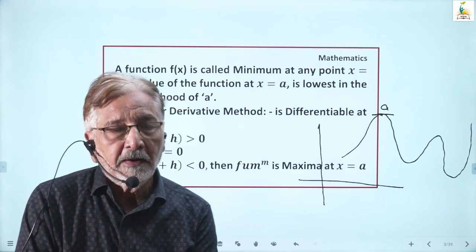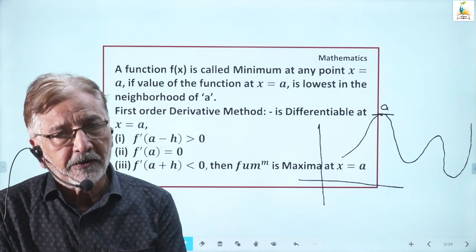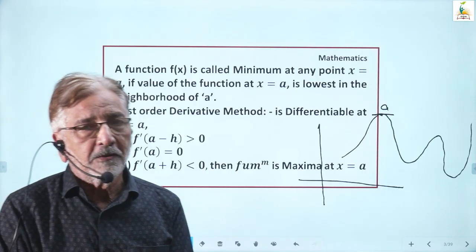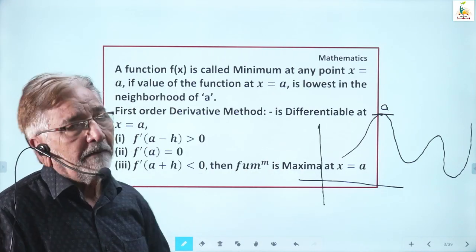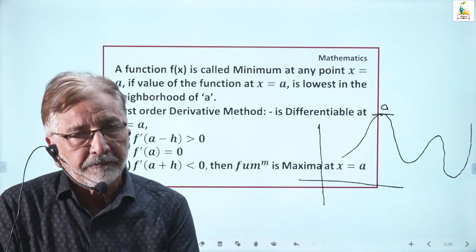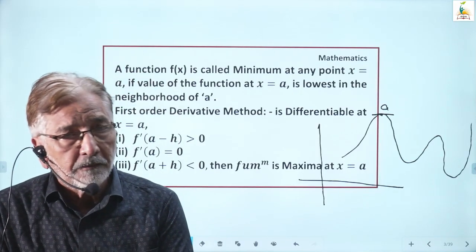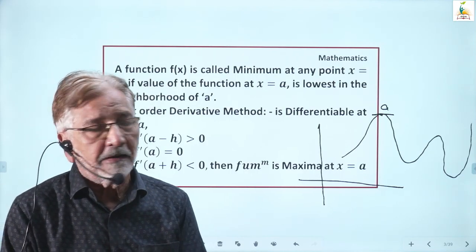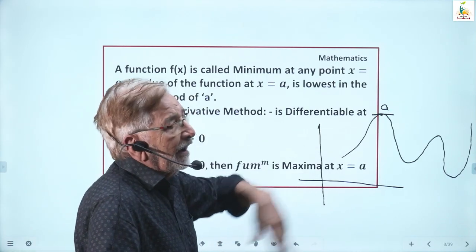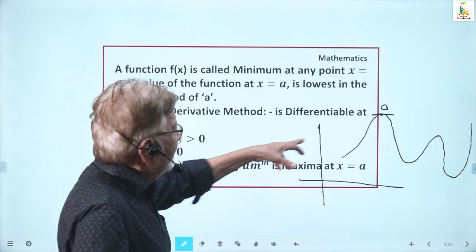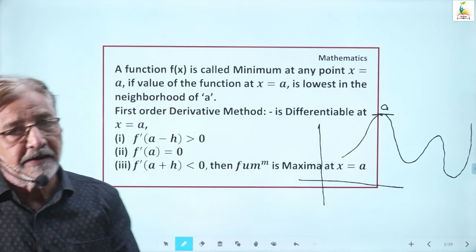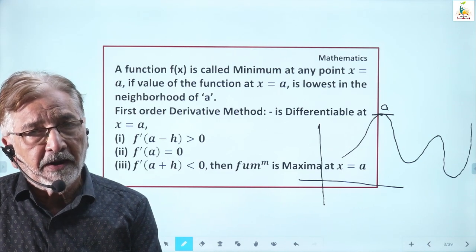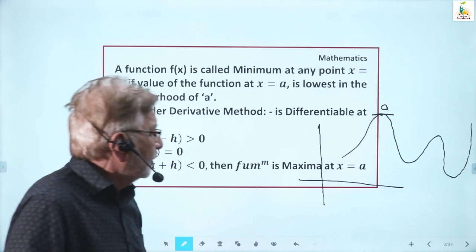A is called a stationary point if we draw the tangent at x equal to a, then it shall be parallel to the x-axis. So what you do? Find dy upon dx. If it changes its sign from positive to negative, because f dash (a minus h) is greater than 0, then the function is maximum at x equal to a.